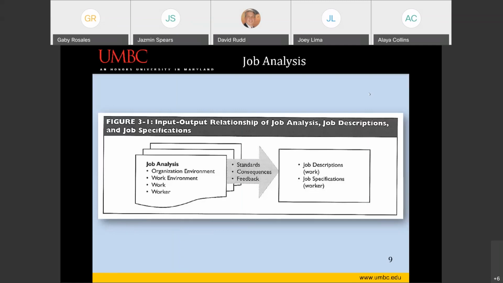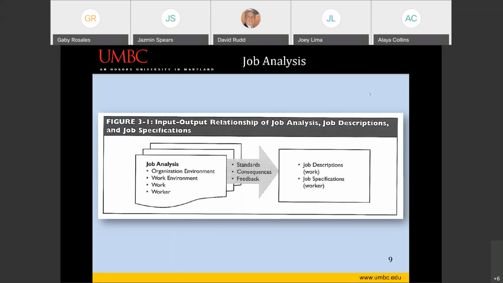Now, the second outcome of the job analysis is a job specification. Where the job description is concerned with the actual work, the job specification is based on the worker. The job specification defines the knowledge, the skills, and the abilities that are required to perform a job in an organization. It covers aspects like education, work experience, and managerial experience, and this all can help accomplish the goals related to the job.